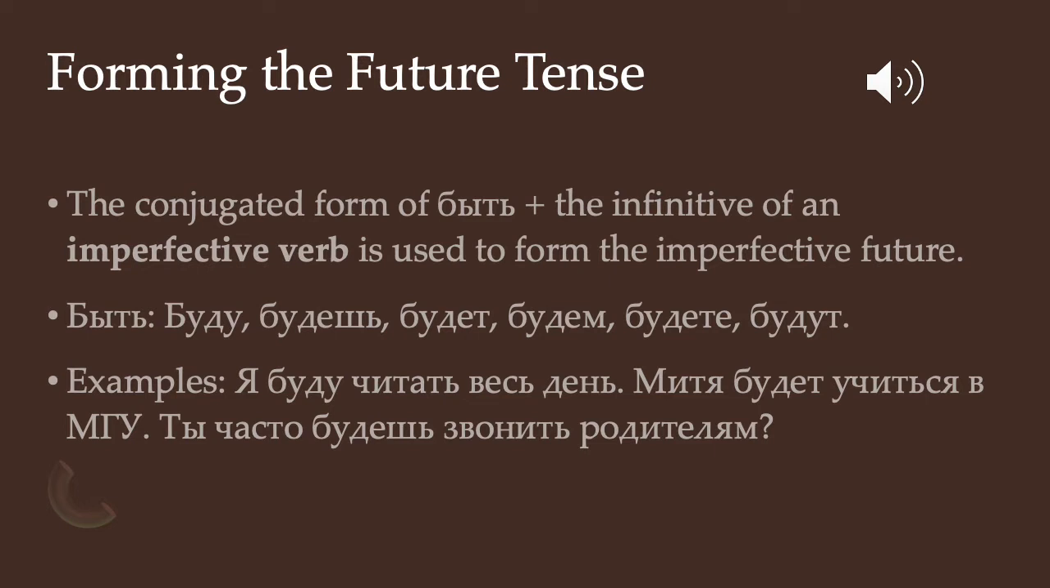Notice that we have this conjugated form of быть, and then we have the infinitive form of an imperfective verb. You can only use this construction with imperfective verbs. Remember, perfective verbs automatically form the future when you conjugate them, but imperfective verbs need this auxiliary verb быть to form the future.